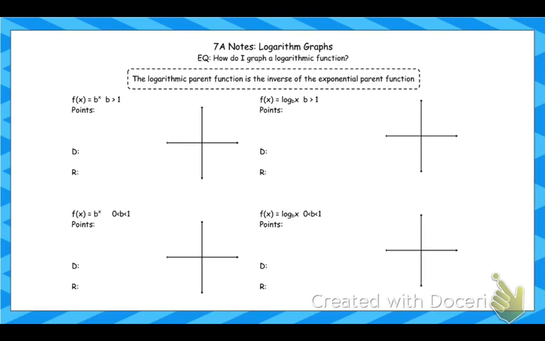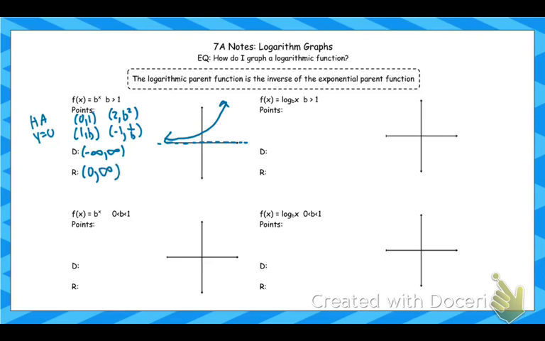So exponential, those points were 0, 1, because anything to the 0 power was 1. 1 comma the base, 2 comma the base squared, and negative 1 over the base. We also had a horizontal asymptote at y equals 0 because there was no exponent we could possibly raise that function to that would give us a negative number. So as long as the base was greater than 1, the shape of the exponential function looked like this. It had a domain of negative infinity to infinity, but the range was restricted by that horizontal asymptote.